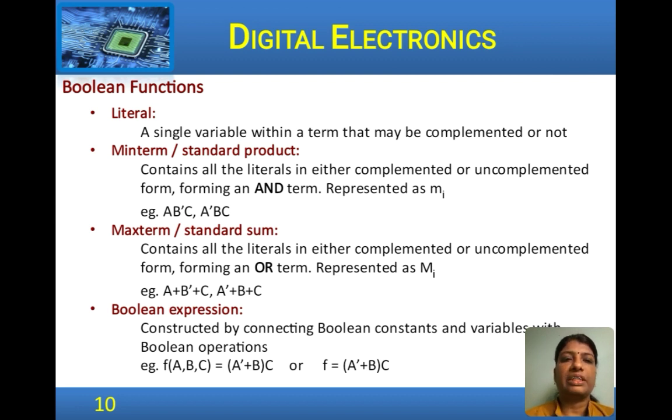Next is Boolean functions. So first, literal, which we've already seen, is a single variable within a term which can be primed or not primed, that is, it can be complemented or not. Then minterm, which is nothing but a standard product term. So it contains all the literals either in the complemented or uncomplemented form, and it is an AND term and represented by small m with the suffix i. So examples are, if there are 3 variables, then A, B dash, C.